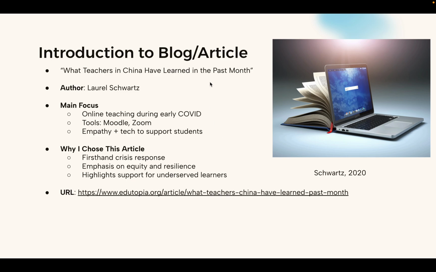Introduction to my article. The article I chose is titled What Teachers in China Have Learned in the Past Month by Laurel Schwartz. It focuses on how educators in China rapidly adapted to online learning using tools like Moodle and Zoom. I picked this article because it's a first-hand account of teaching during a crisis, with a strong emphasis on equity and empathy. I think it highlights how tech can be a bridge for underserved students when it's implemented thoughtfully. This is a picture of a computer and a book, signifying how they can go hand in hand.